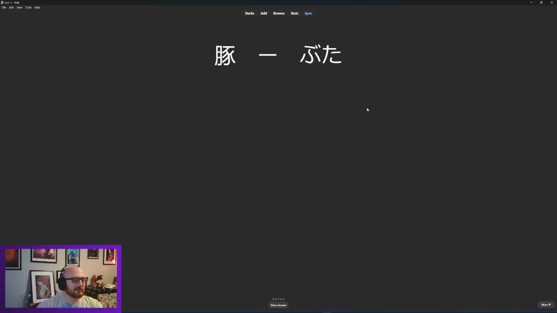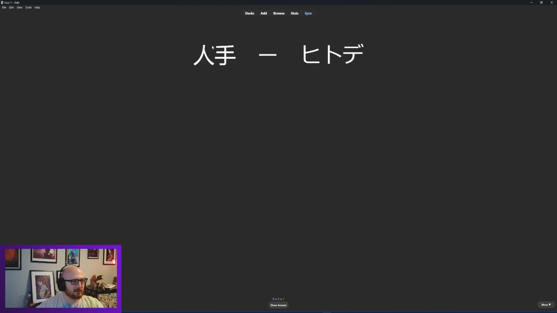Alright, Buta. This is a piggy. Kobuta is a piglet. Buta is a piggy. Buta no niku wa oishii desu. I started to say da, and then it's like, no, I should say desu. Da and desu, same thing. Buta is pig. So we're talking about a piggy there.